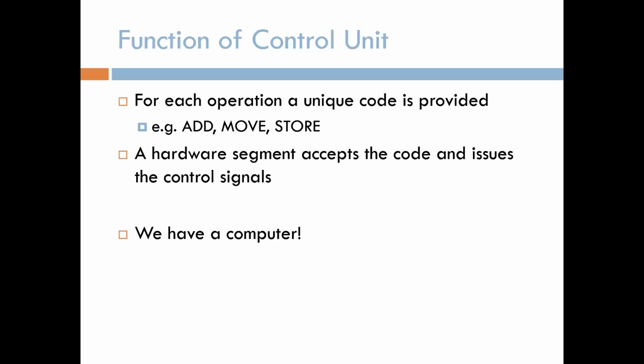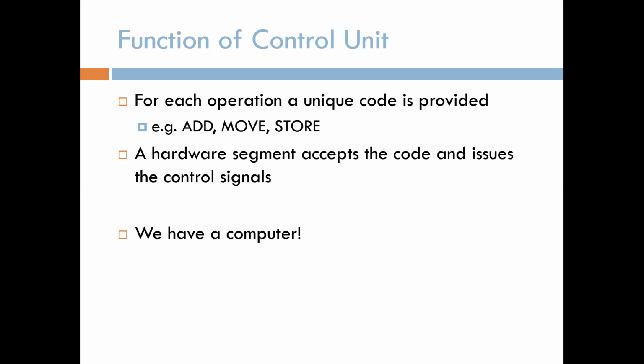So the function of the control unit is that for each operation, a unique code is provided, and that is either to add, move, store, divide, whatever. The hardware segment accepts the code and issues some sort of control signal based on that particular operation. And once your processor can do these things, then you basically have a computer.